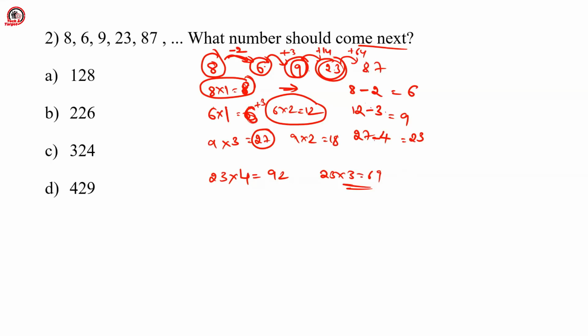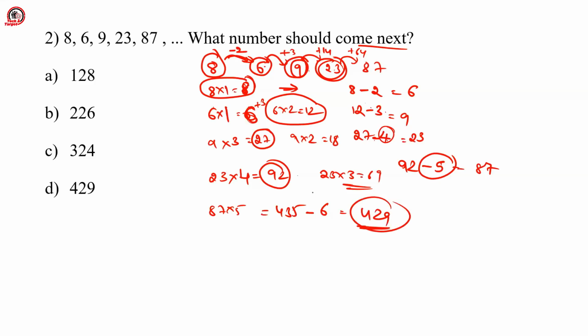Then here again, we'll take a bigger number, 92. That minus, if this was 4, this would be 5, right? So 92 minus 5 is 87. Now in the same way, this was 23 times 4. Now we'll go for 87 times 5, right? So 87 times 5 is equal to 435. And we had subtracted 5, but here we will subtract 6, right? If we subtract 6, we'll get 429, right? So this option is present in option D, so we will mark it, right?